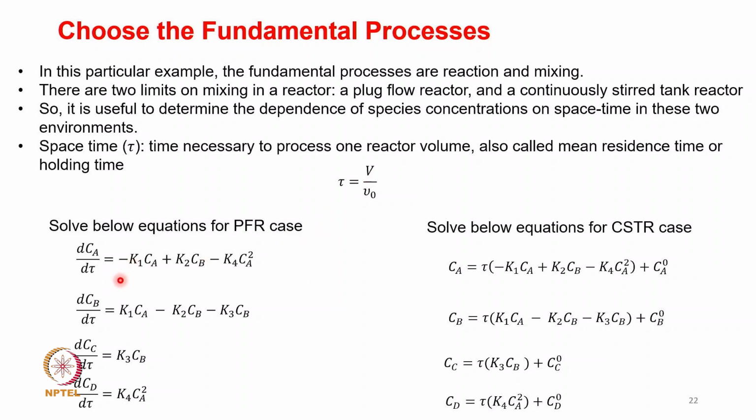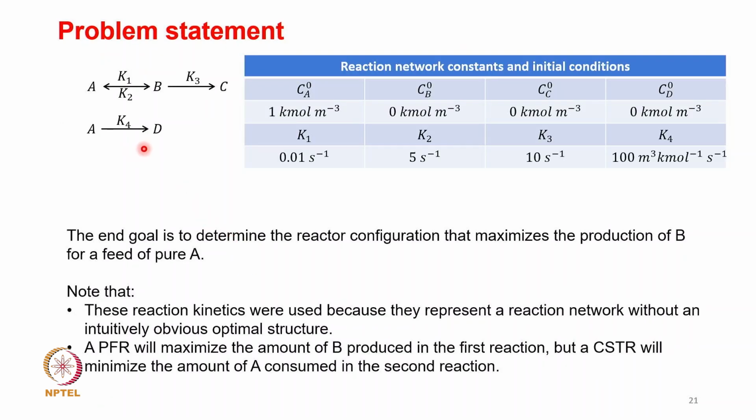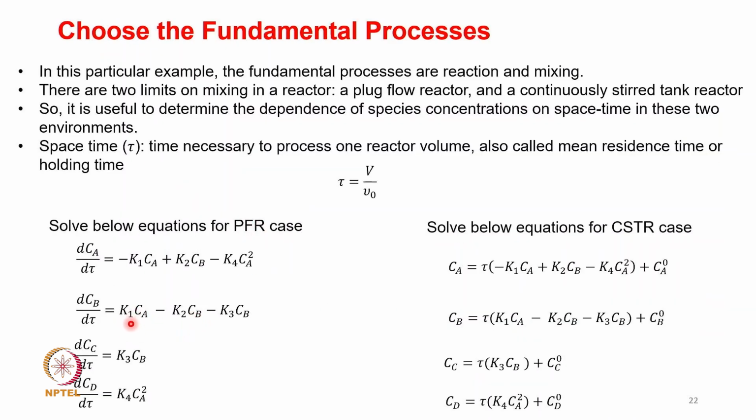PFR would be dCA by d tau equals minus K1 Ca, A is consumed and B is produced, plus K2 Cb, and of course Ca is also doing a side reaction making D, which is minus K4 Ca square. Let us look at here. Now coming to the second case, dCb by d tau equals K1 times Ca and minus K2 times Cb. This is the addition, and minus K3 times Cb.